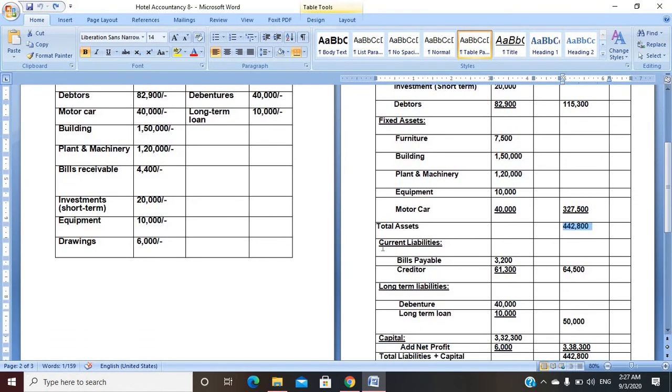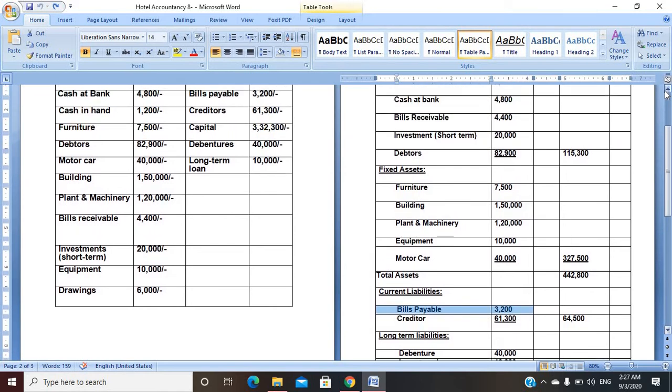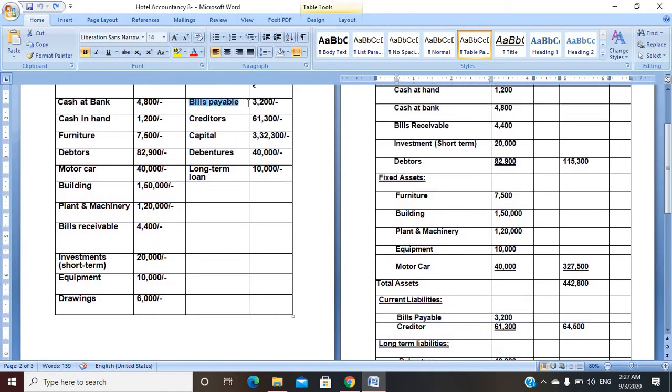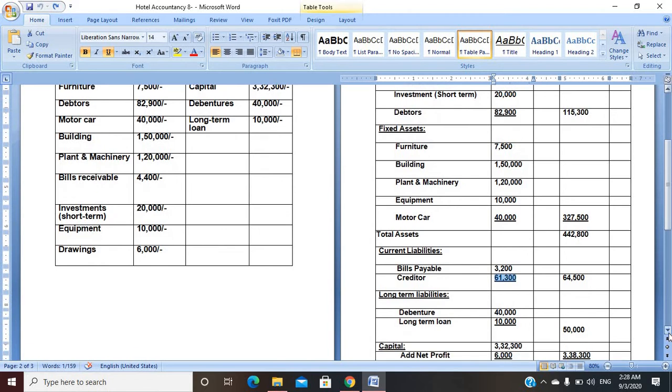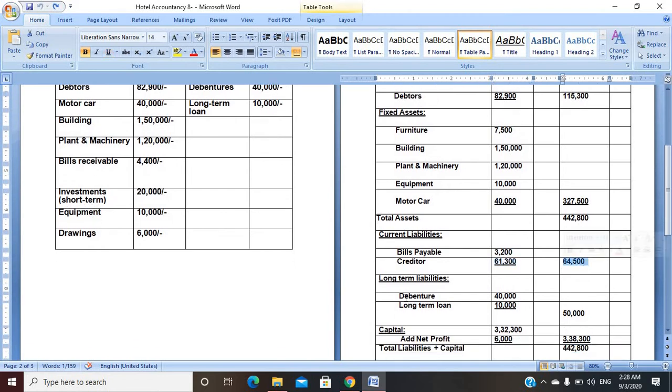Moving further, now we go to the current liabilities column. Bills payable, as per the question, 3,200. You can see in the question, bills payable 3,200. I just mentioned bills payable 3,200. Creditors 61,300. I just mentioned that here. Now the current liabilities column is over, so I total it: 3,200 plus 61,300 gives me 64,500. That is this amount.